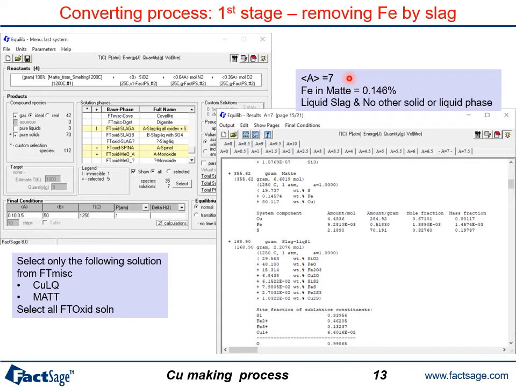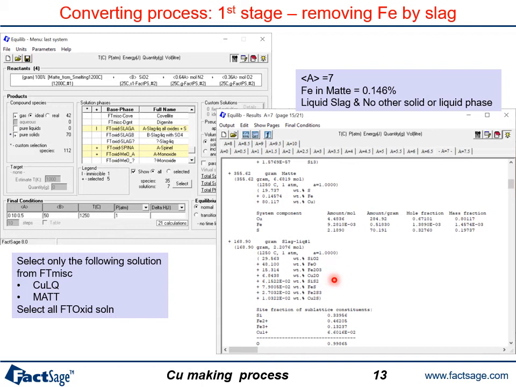Okay, when A equals 7, you can see that there's about 360 grams of matte, which contains 0.14% of iron, a very small amount of iron, and then your copper is about 80%. And then you're producing about 168 grams of the slag, which is about 29% of SiO2, and then you can sum up FeO and Fe2O3 together. That will be about 55%, as you wish.